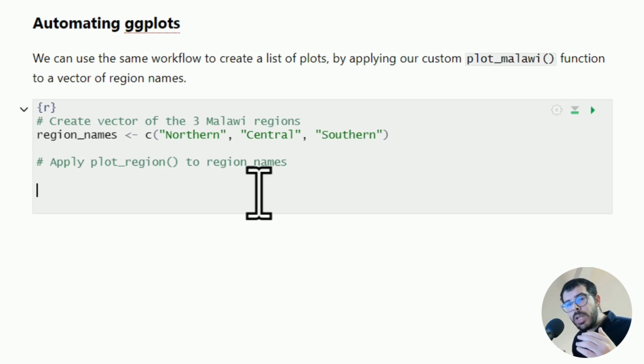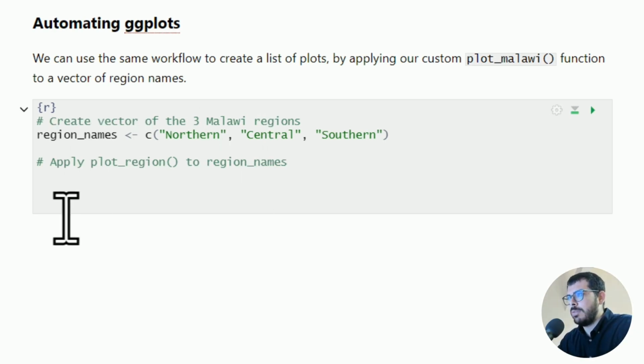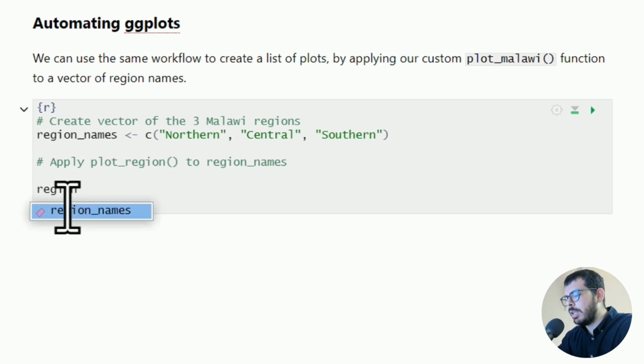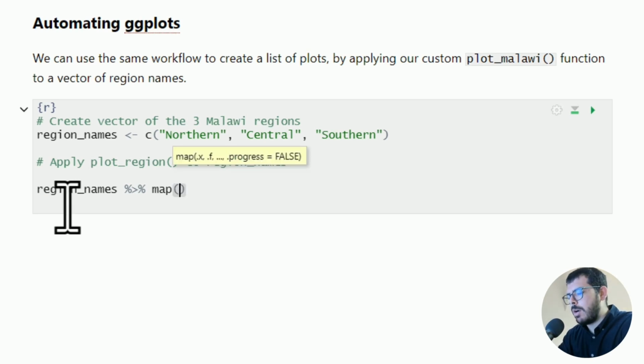The first thing we can do is create a vector with the region names, and that's what we've done in this line. Next, we take that vector, region names, and pipe it to our map function. Within this map function, we will do two things. One, we will tell map what function we want to map through these region names, and second, we will tell map what kind of arguments we want to use for our function that will be mapped.